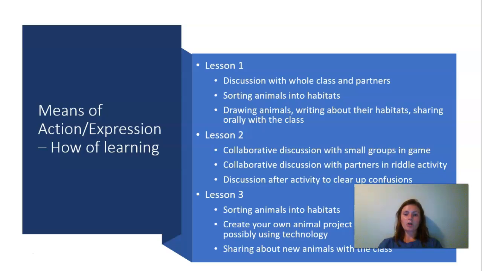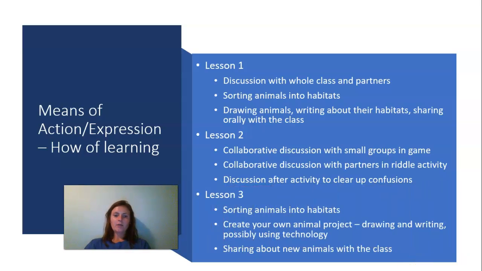On lesson 2, we have the game and riddle activity. So the game is in small groups, and the riddle activity is in partners, so this allows for a lot of speaking time. And then at the end of the lesson, there's discussion to clear up any confusion. And then finally in lesson 3, we sort the animals into their habitats again, just to review. And the students get to create their own animal projects by drawing and writing, and possibly using technology if it's available. And then if they choose to do so, they can share about their new animals with the class.